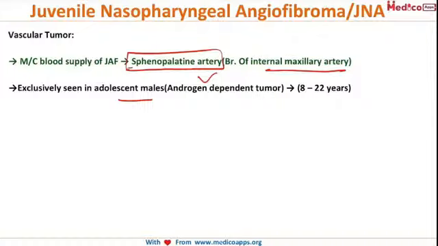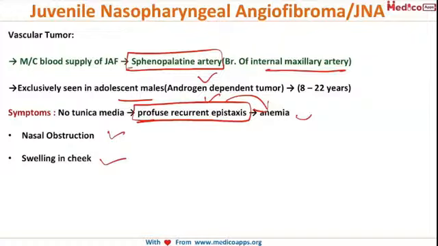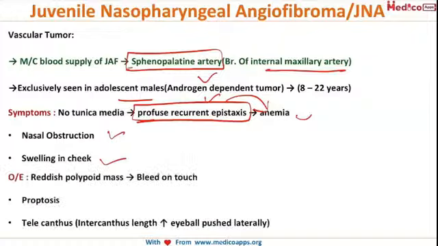Okay. So, what are the symptoms with which our patient comes to us when he has a JNA? Because there is no tunica media to this vessel, there is profuse recurrent epistaxis which translates into anemia. So the most important symptom the patient presents is recurrent profuse epistaxis and also symptoms of anemia along with nasal obstruction and a swelling in the cheek.